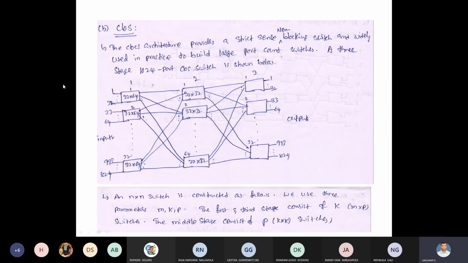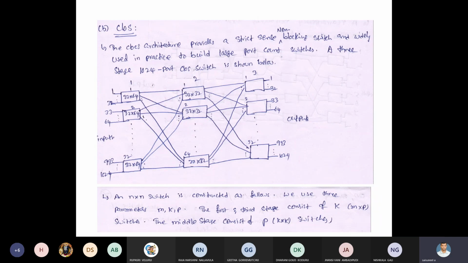See this figure example: a 3-stage 1024 port Clos network. That is the number of customers. The input side is from 1 to 1024, and the output side is 1 to 1024. Here each switch is 32 into 64, that is, 32 inputs and 64 outputs. Likewise, we have to design 3 stages.